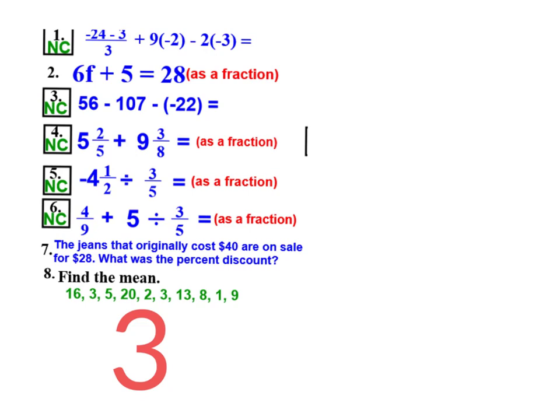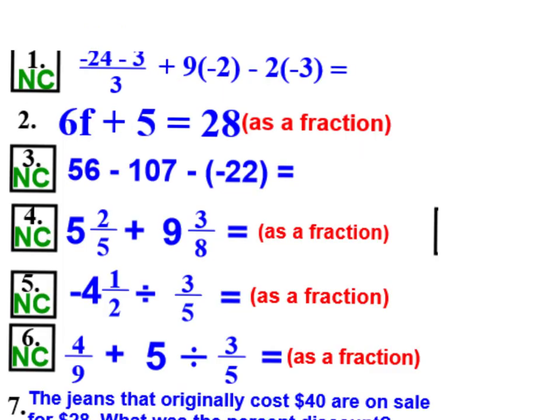All right, this is the end of the year review number three. First one is a no calculator problem, so I wanted you to work on negatives and order of operation. So I should be doing a little bit of leave change opposite. And one right back here. Not very good negative signs.